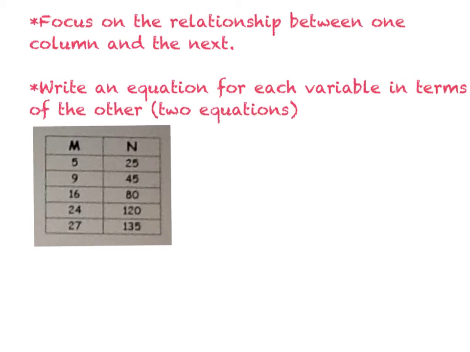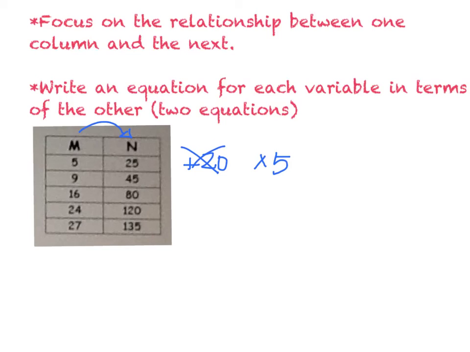If I'm looking at column M, seeing what I do to get to column N, two things I could have done. I could have added 20, because 20 plus 5 is 25, or I could have multiplied by 5, because 5 times 5 is 25. Now, if I try that adding 20 pattern, 20 plus 9 should have been 29, but it showed 45 here. 20 plus 16 should have been 36, but it shows me 80. So there's no way I could have added 20 as my pattern.